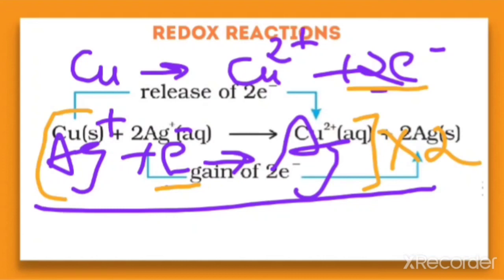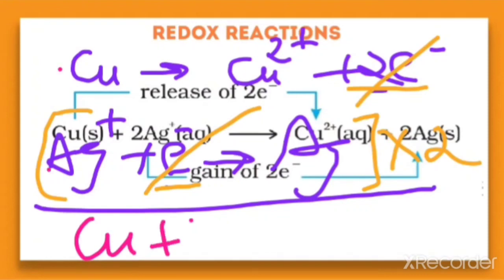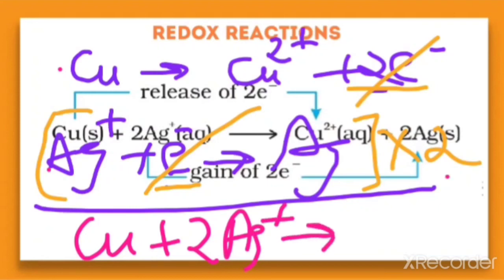So what will we get as the sum here? The 2 electrons get cancelled. So now what is remaining here? A single copper here, and here it becomes 2Ag+. Why does it become 2Ag+? Because we have multiplied with 2. This is on the reactant side. Next is the product side.